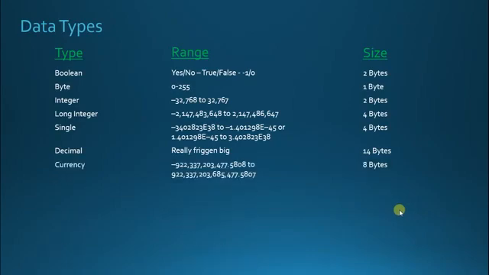Currency is also another data type that you can use, and notice here that it only goes to the 10,000th. Okay, it's automatically going to round to the nearest 10,000th.